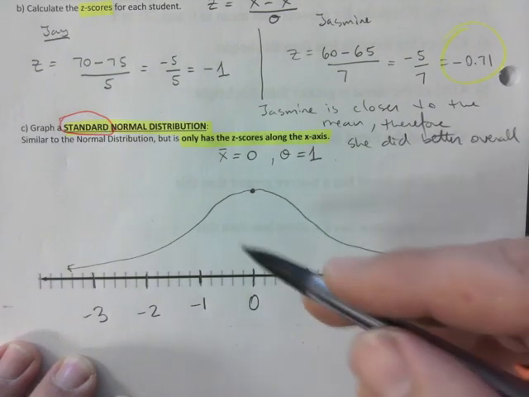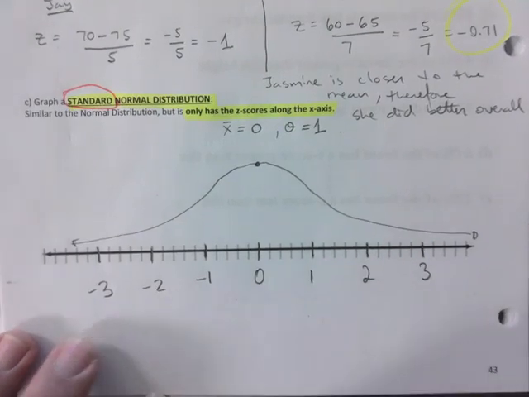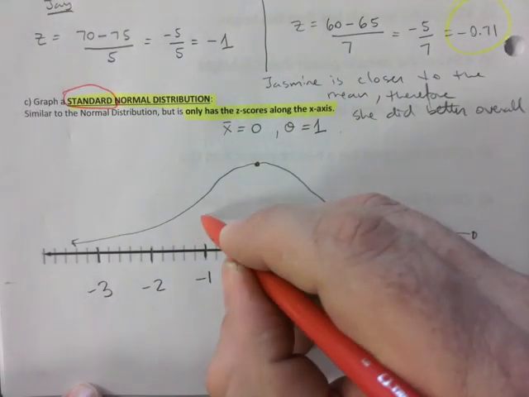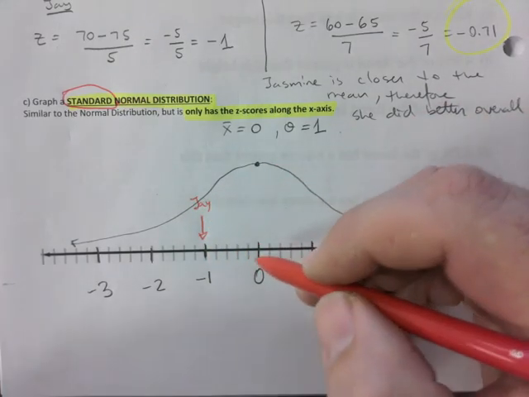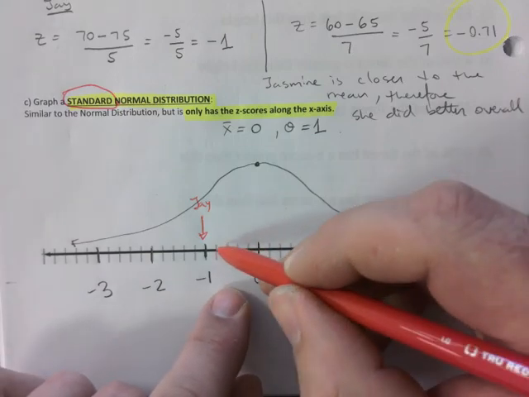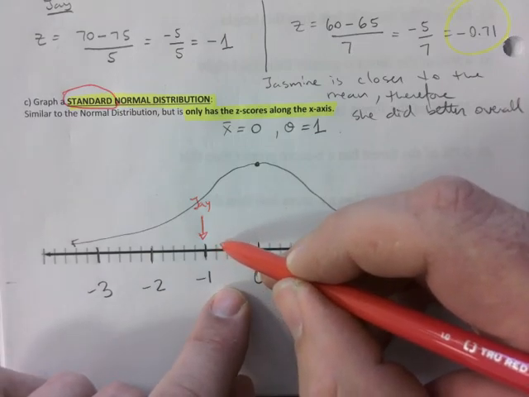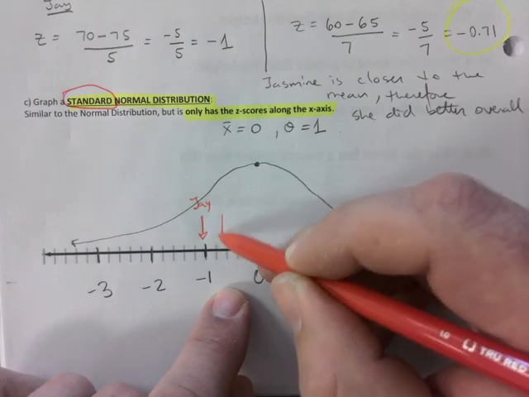We are not putting the percentages in, but now we can say that J is right there. And Jasmine, 0.7, 0.71 is right about there.